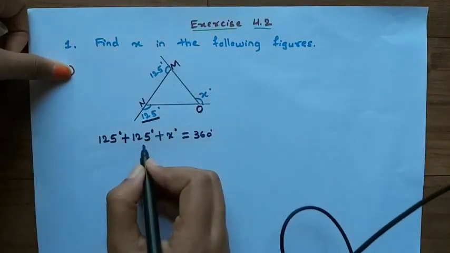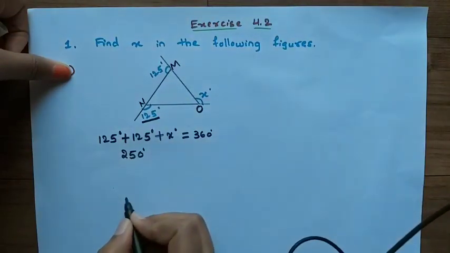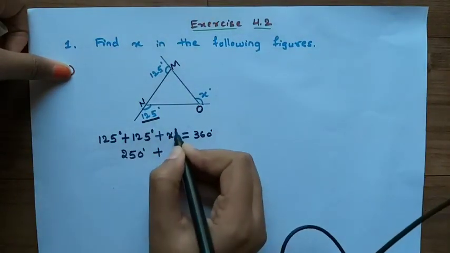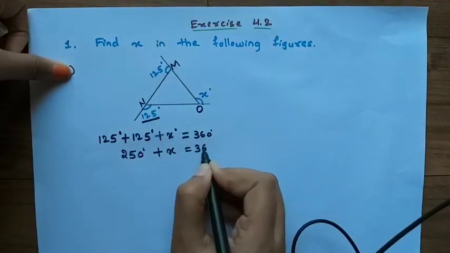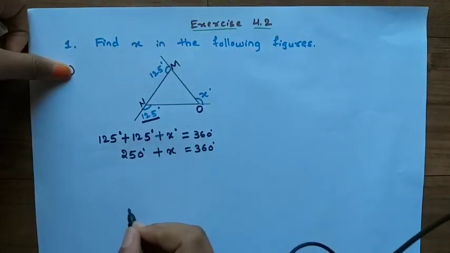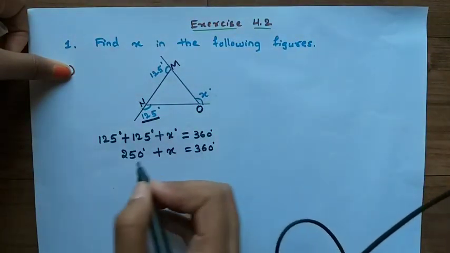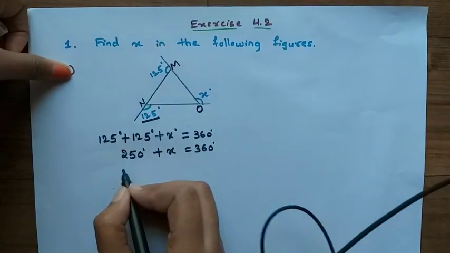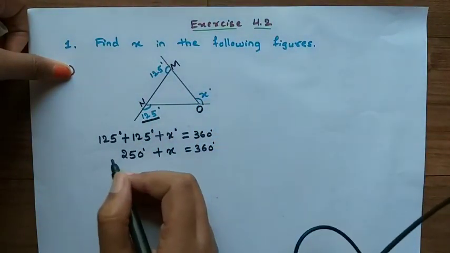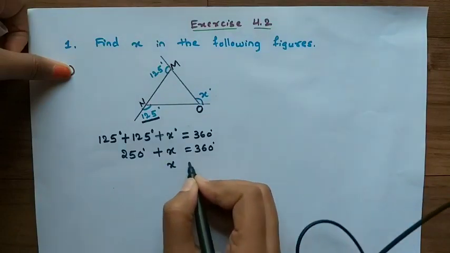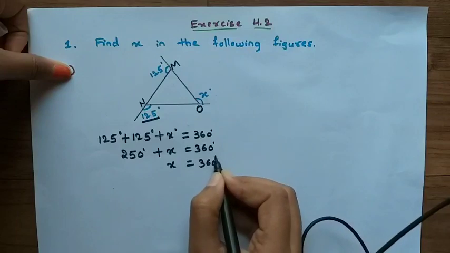125 plus 125 is how much here? 250 degrees. Plus we have to find the x value, keep as it is, which is equal to 360 degrees. Here 250 degrees is a constant, 360 degrees is a constant number. So take this 250 to the right hand side. The plus 250 becomes a minus 250. So keep x as it is, which is equal to 360 degrees.